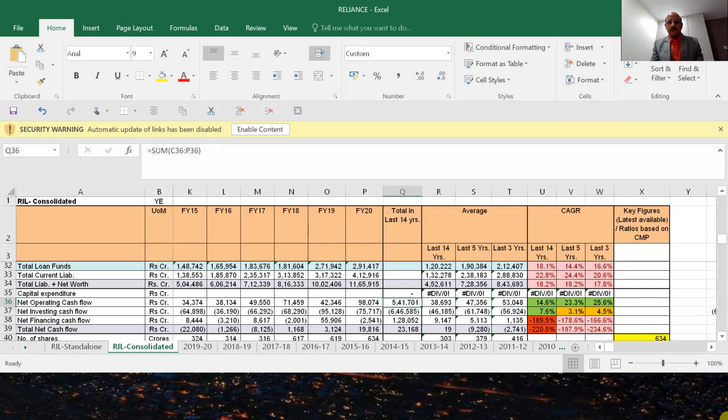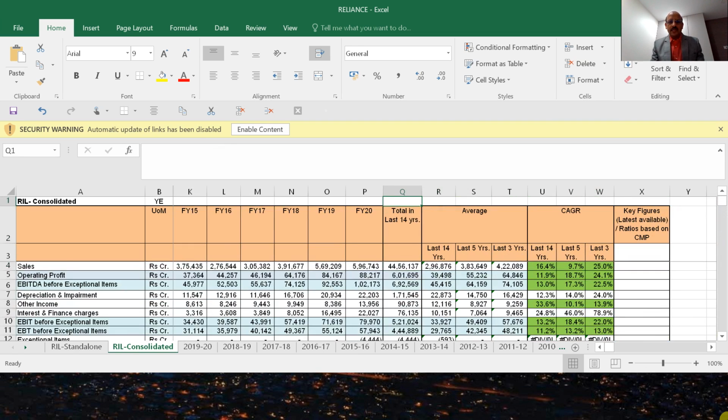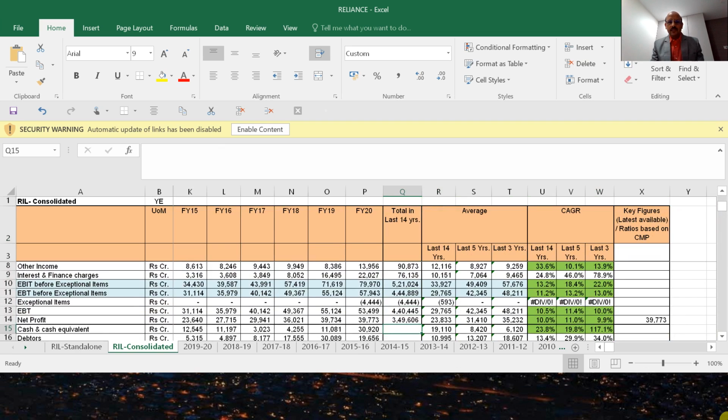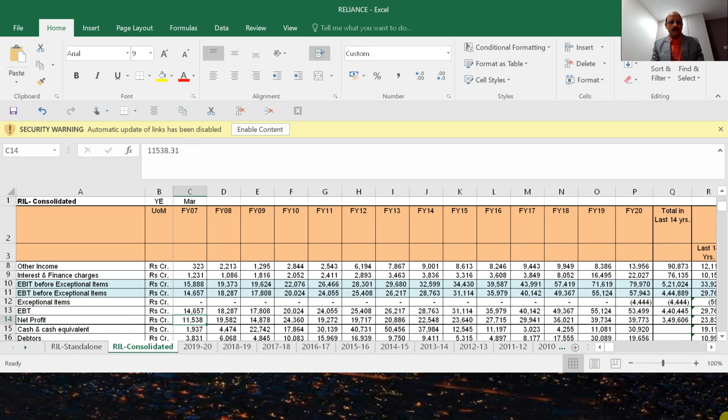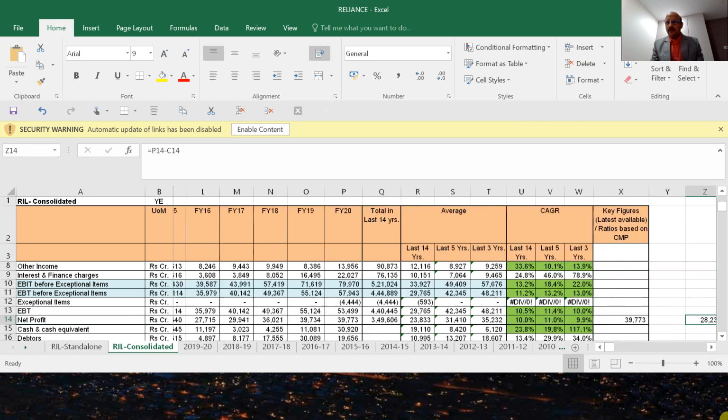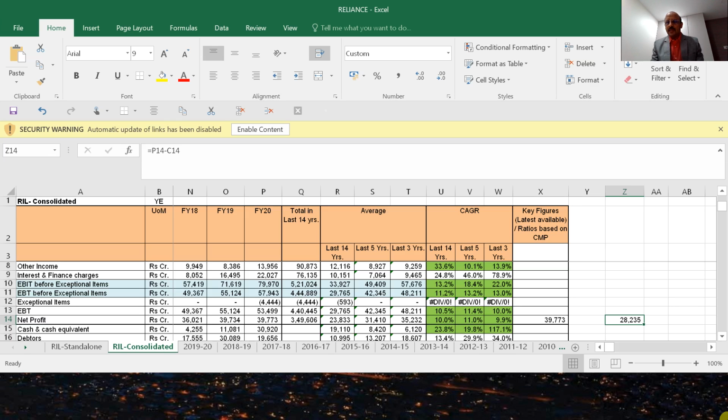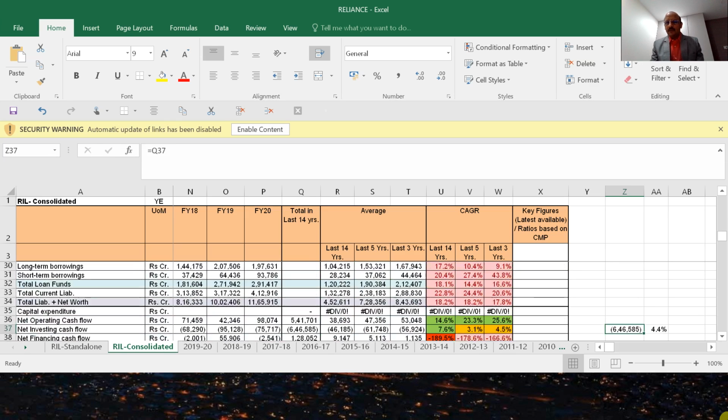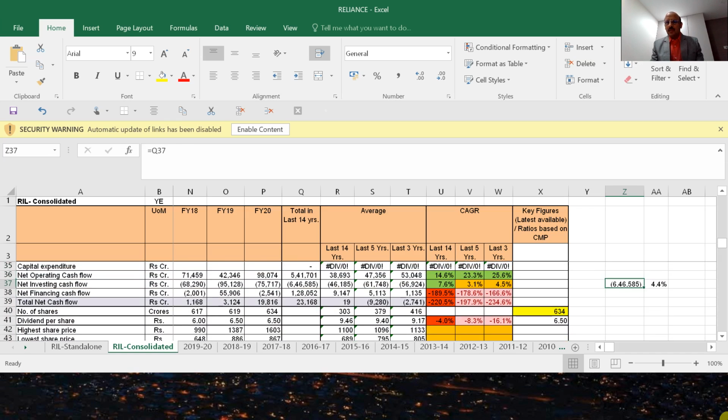However, if I look from a different angle, at how much incremental return the company has earned on this investment, that is not so great, because the FY20 profit was 39,773 crores, and the FY7 profit was 11,500 crores. So incremental profit, if you look, the company has got 28,000 crores from an investment of 646,000 crores. So that is a 4.4% incremental return on the capital invested in the last 14 years, which is not so great.